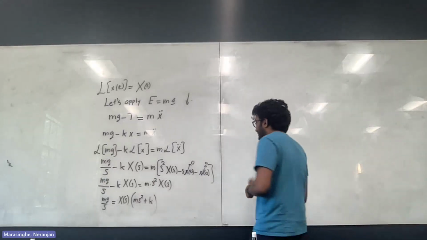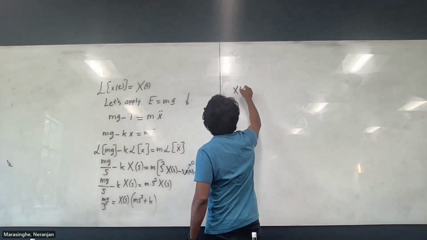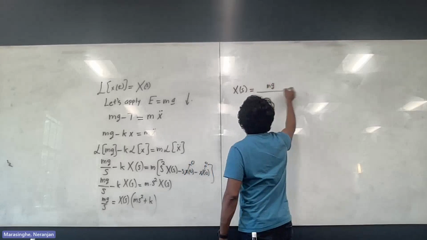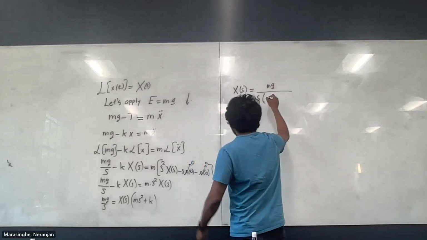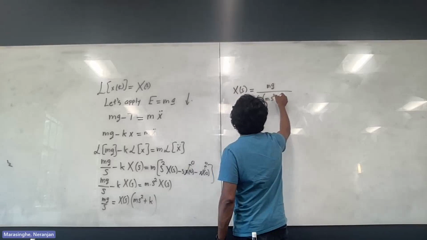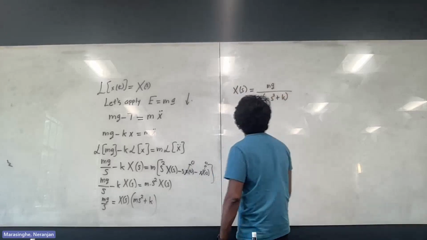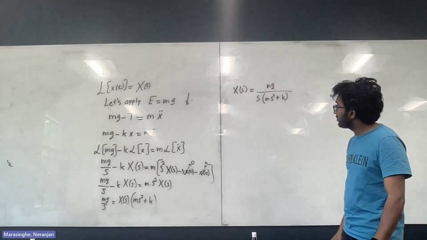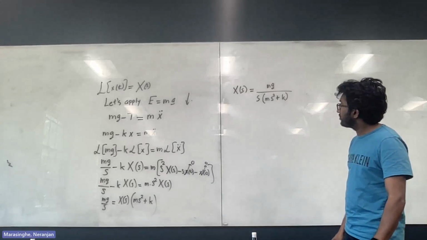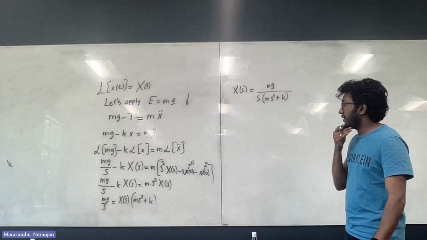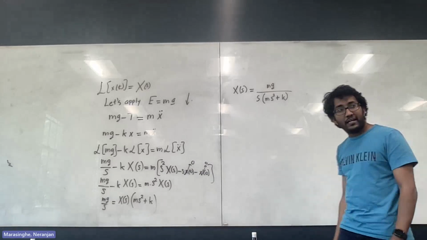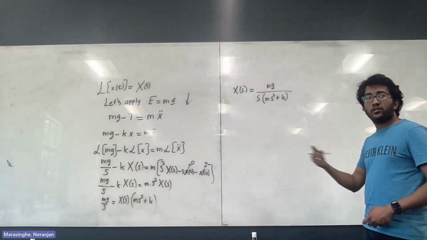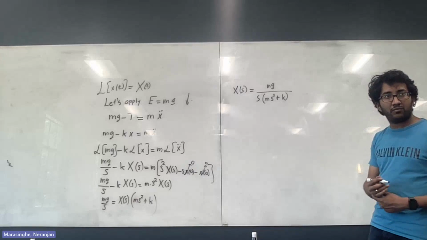So what is X(s)? It is equal to mg divided by s times m s square plus k. Okay. Right. What is the next step? Now I know the Laplace of x(t). So next I need to take the inverse Laplace transform.